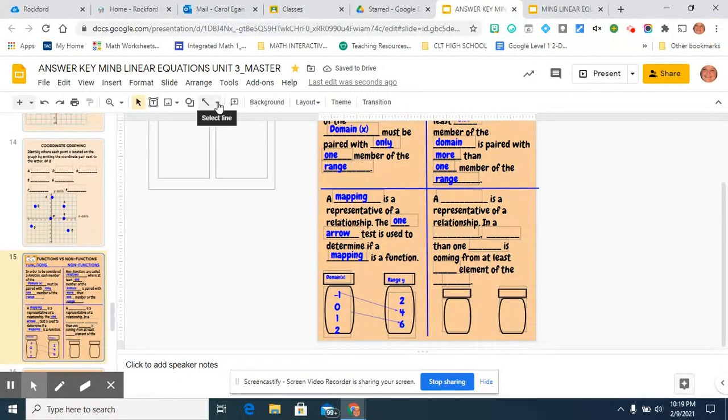And I'm going to keep on matching them up. And we're going to say that 1 matches with 2.